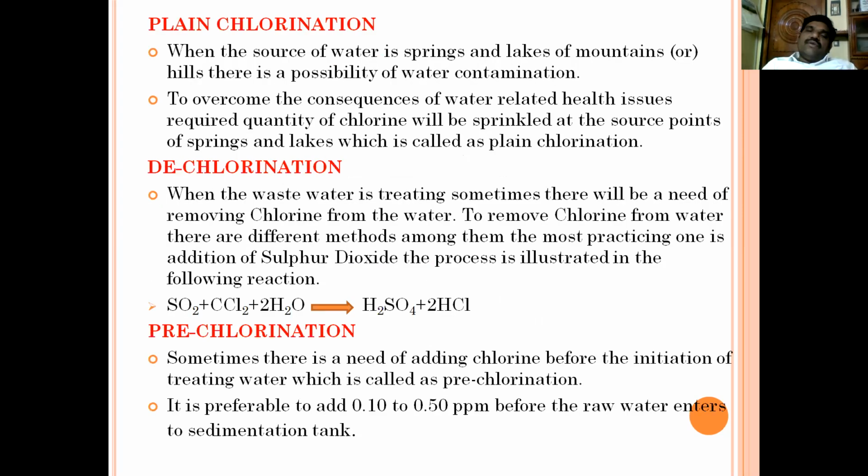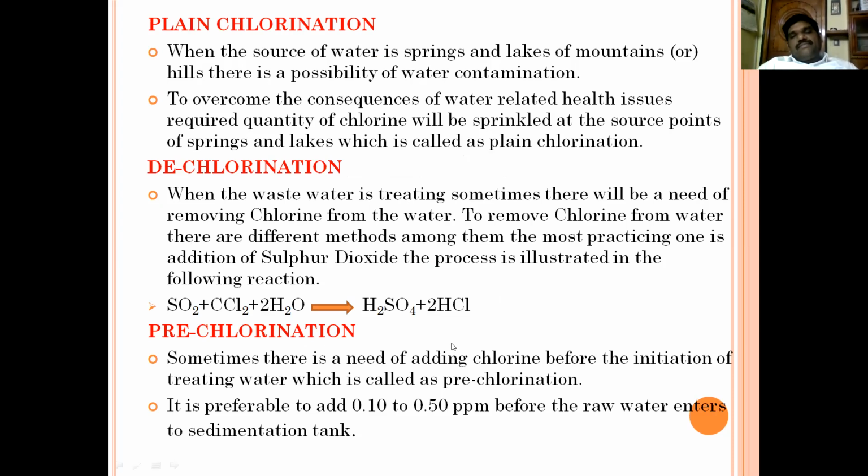As for public usage, plain chlorination is the sprinkling of chlorine at water sources like springs, lakes, and mountain hills to control the possibility of contamination. Dechlorination: sometimes there will be a need to remove the chlorine during the treatment. In such cases, we add sulfur dioxide to the water so that the chlorine comes out, and the whole mechanism is given in the equation itself.